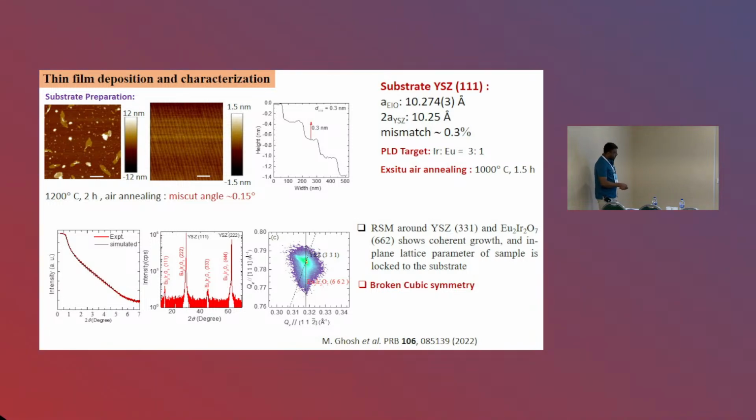The presence of the odd peaks confirms the pure pyrochlore phase rather than any impurity phase. To check for strained or relaxed growth, we have done reciprocal space mapping. This reciprocal space mapping tells us it has strained growth and its cubic symmetry is broken in the sample, which will help us explain other results.